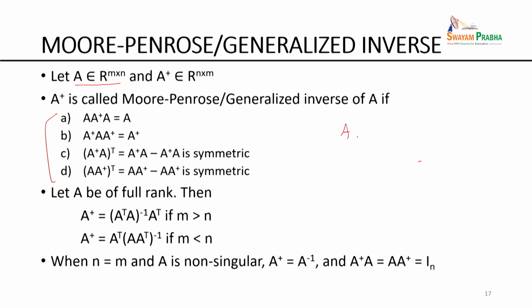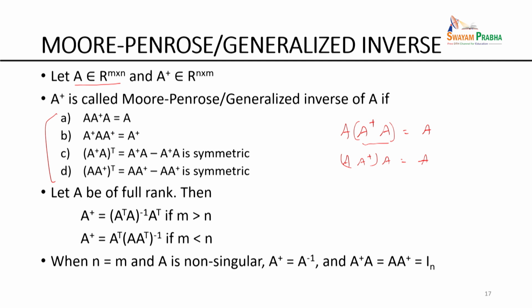So A A plus A is equal to A. That means A plus A behaves like an identity. A plus A behaves like identity, and that's why it's called a generalized inverse. This behaves like identity, this behaves like identity. Second, A plus A A plus is A plus.